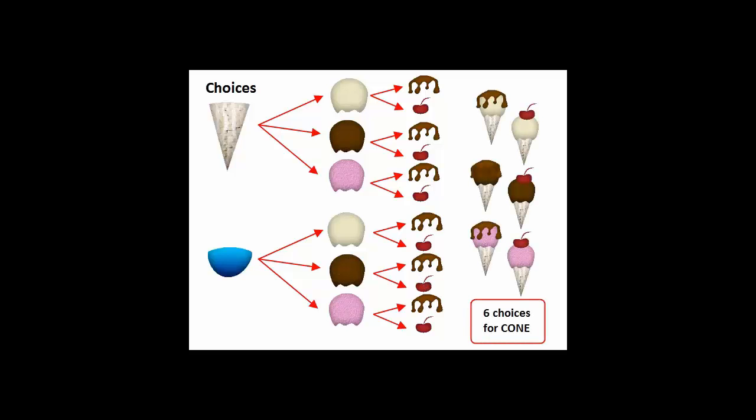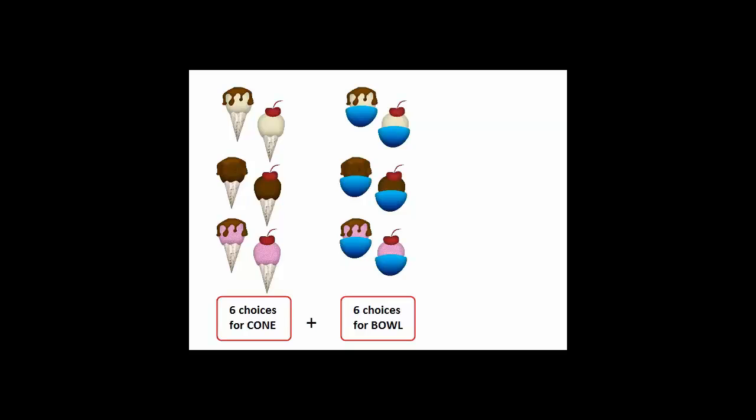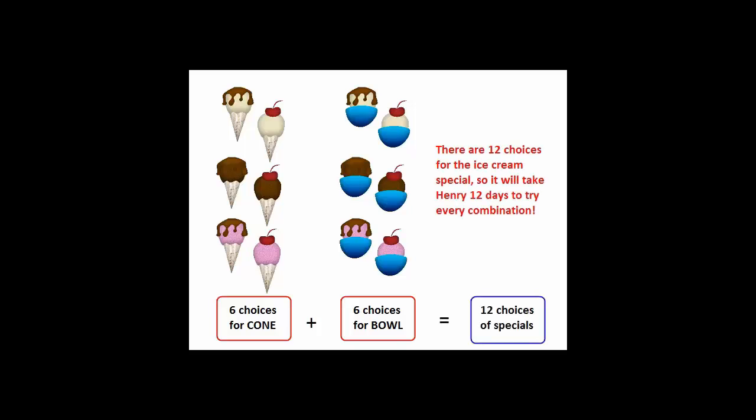So taking a closer look at just the choices Henry has for ice cream and a topping, if he chooses to put his ice cream in a cone, we can see that this gives us 6 possible choices for ice cream Henry can have. So Henry has 6 choices so far if he chooses the cone. We need to remember that Henry could also choose to have a bowl instead of a cone, and that gives Henry 6 more choices for the ice cream special. This gives Henry a total of 12 choices for combinations for the ice cream special. Therefore, it would take Henry 12 days to try every combination.